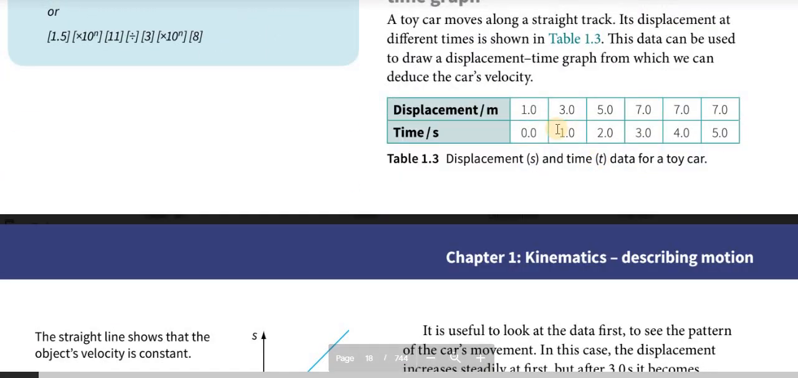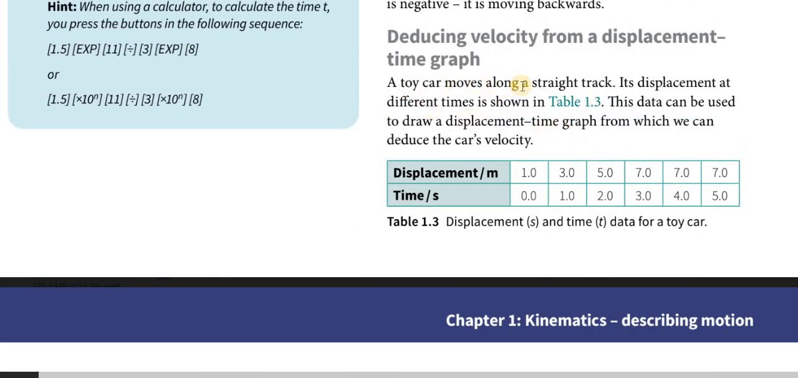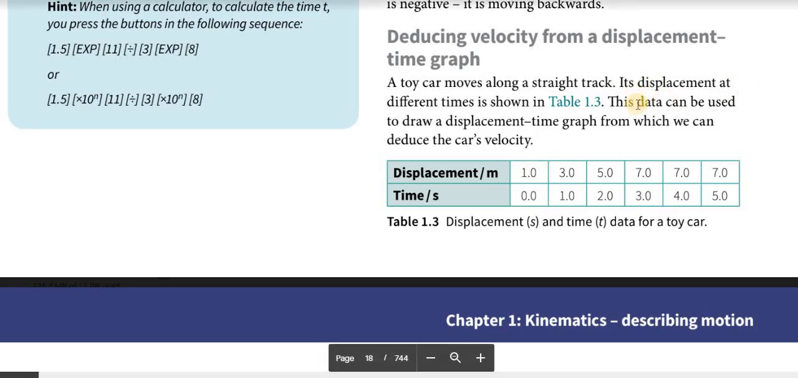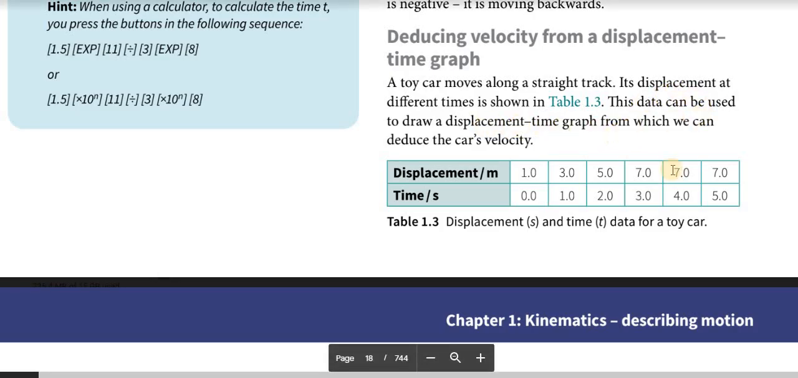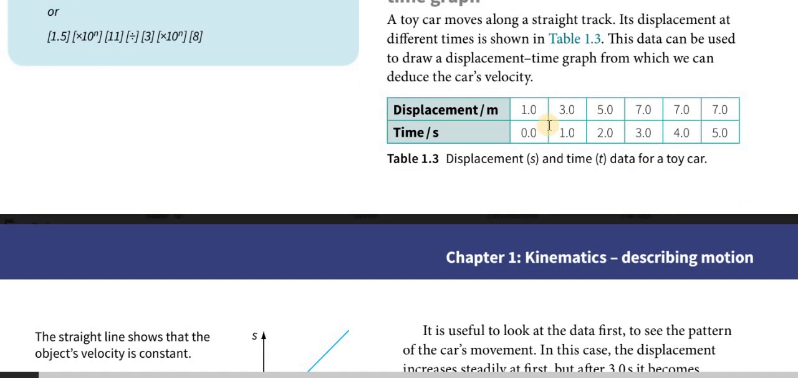Okay, so here are some results. A toy car moves along a straight track. That means the direction is not changing. Okay, so it's going in a straight line. Its displacement at different times is shown in table 1.3. This data can be used to draw a displacement time graph from which we can deduce the car's velocity. You know, the gradient of a displacement time graph gives you the velocity. You have learned this in the O-level class also. Remember, the gradient of a displacement time graph is the velocity.